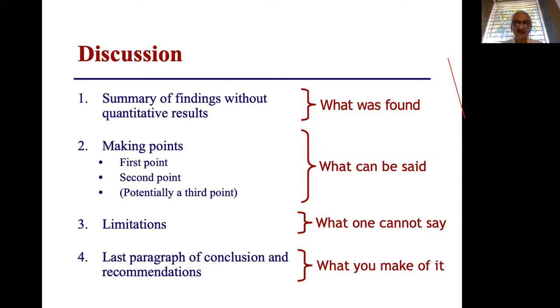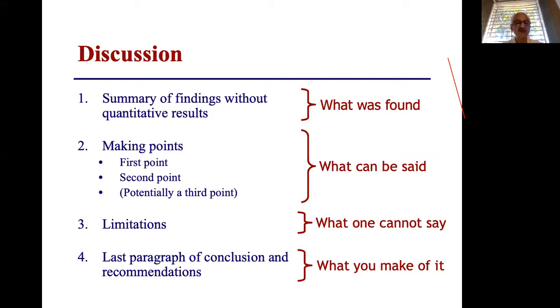You've looked at what you've got proactively and looked at all the pros, but you've also looked at all the cons. And this too you've done in a very conscious and determined manner. And finally, what you make of it, and that's the last paragraph or the conclusion and the recommendations.